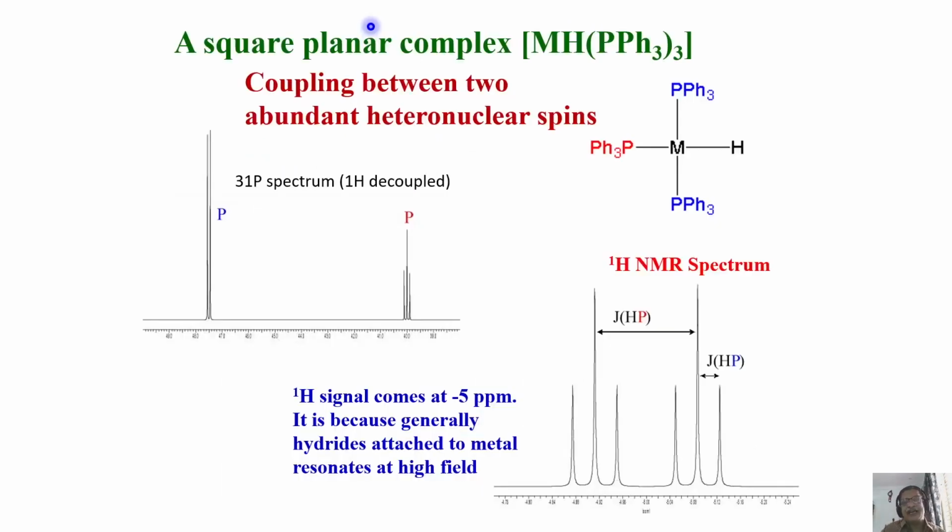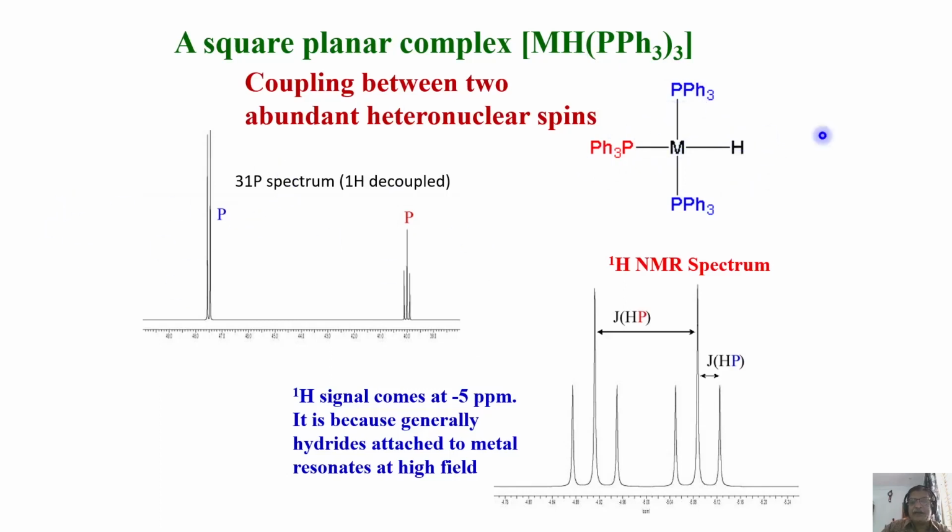Now I look for another example where two abundant spins are coupled. So what is happening now when two abundant spins are coupled? Look at what are the two abundant spins? Phosphorus and proton, both are abundant.